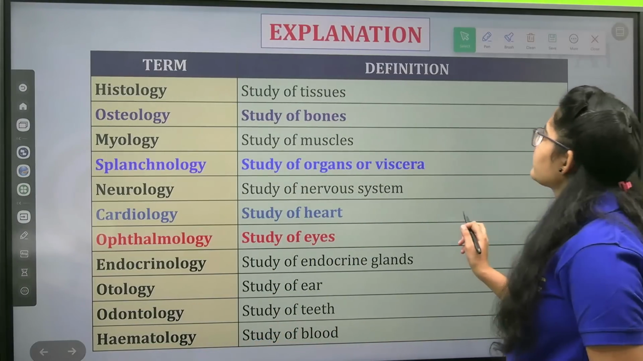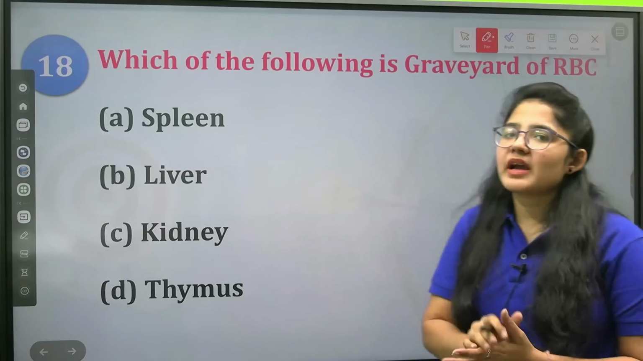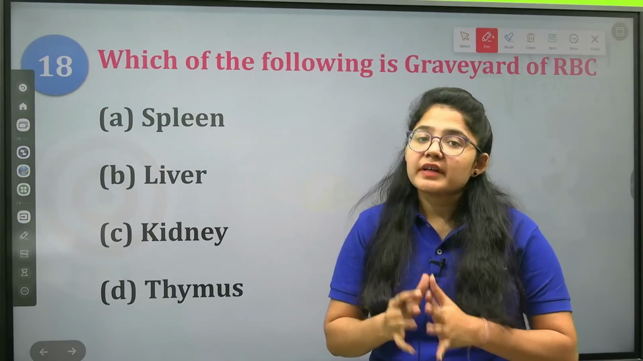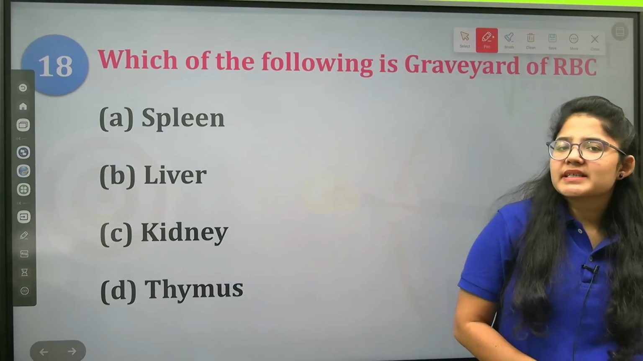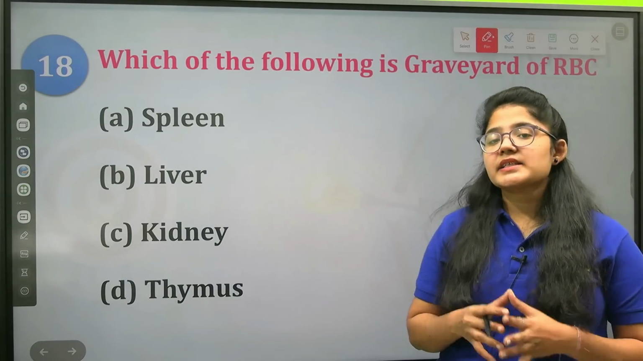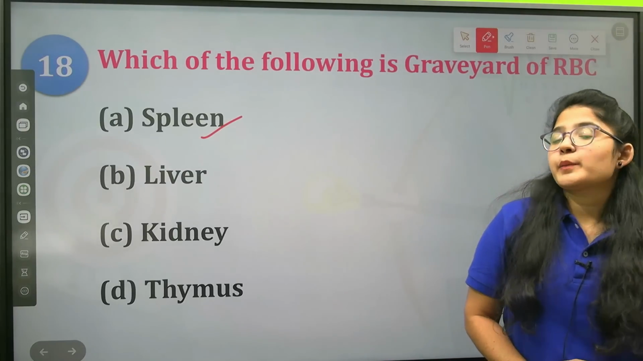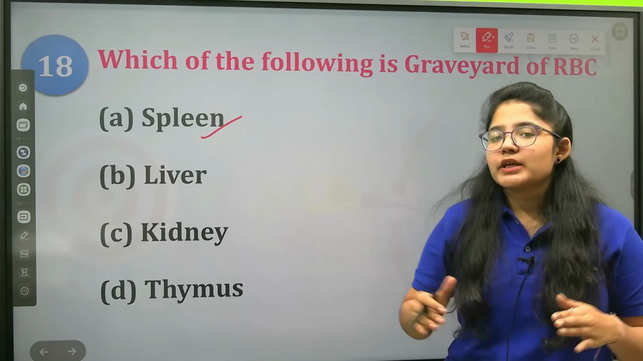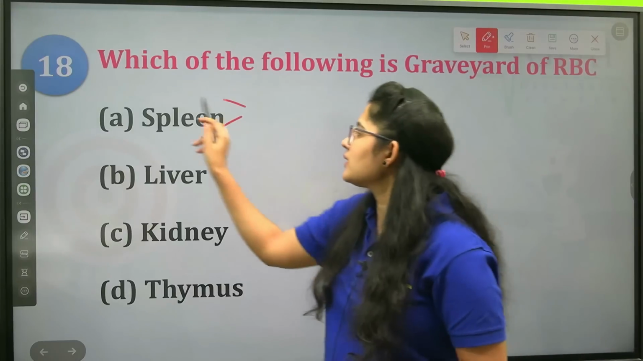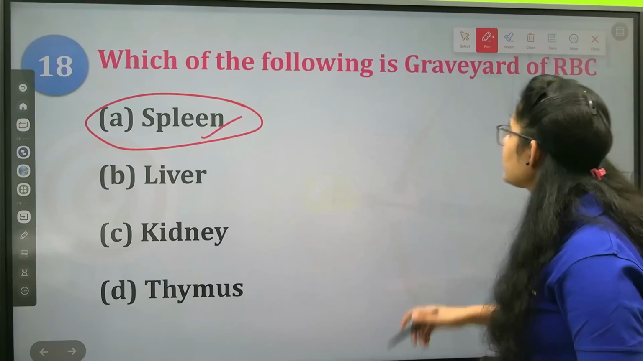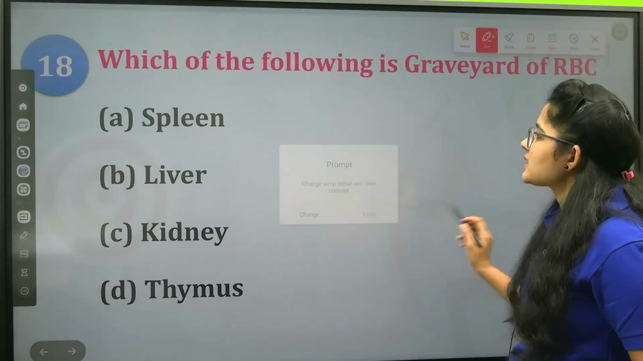Clear? Okay. Next question. Which of the following is the graveyard of RBC? After a lifespan of 120 days, your blood cells, especially your RBC, get into your spleen for the destruction process, and it also gets broken down into proteins, iron and bilirubin. Clear? So it happens in your spleen. Clear? Okay. Correct answer is your spleen.